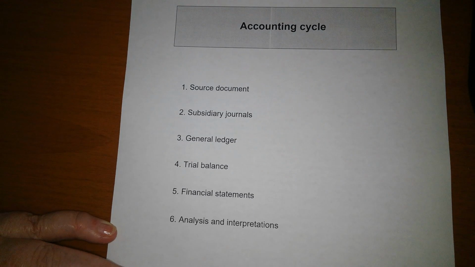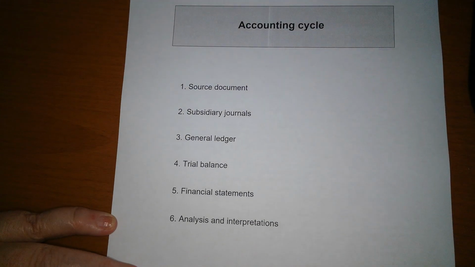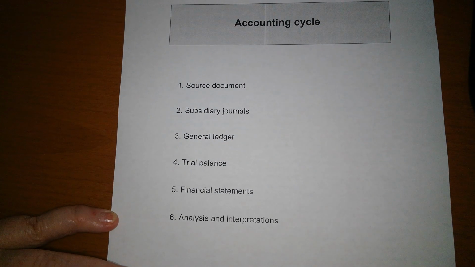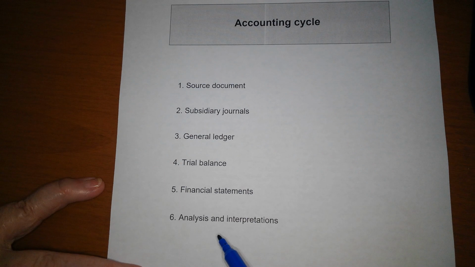In a business, all the transactions that you have must be recorded, because the whole purpose of the business is to make a profit. And the only way that you will know what your profit is, is if you record every transaction. Now, this accounting cycle must be done in a specific order. So it's important that you know what is the order of the accounting cycle.